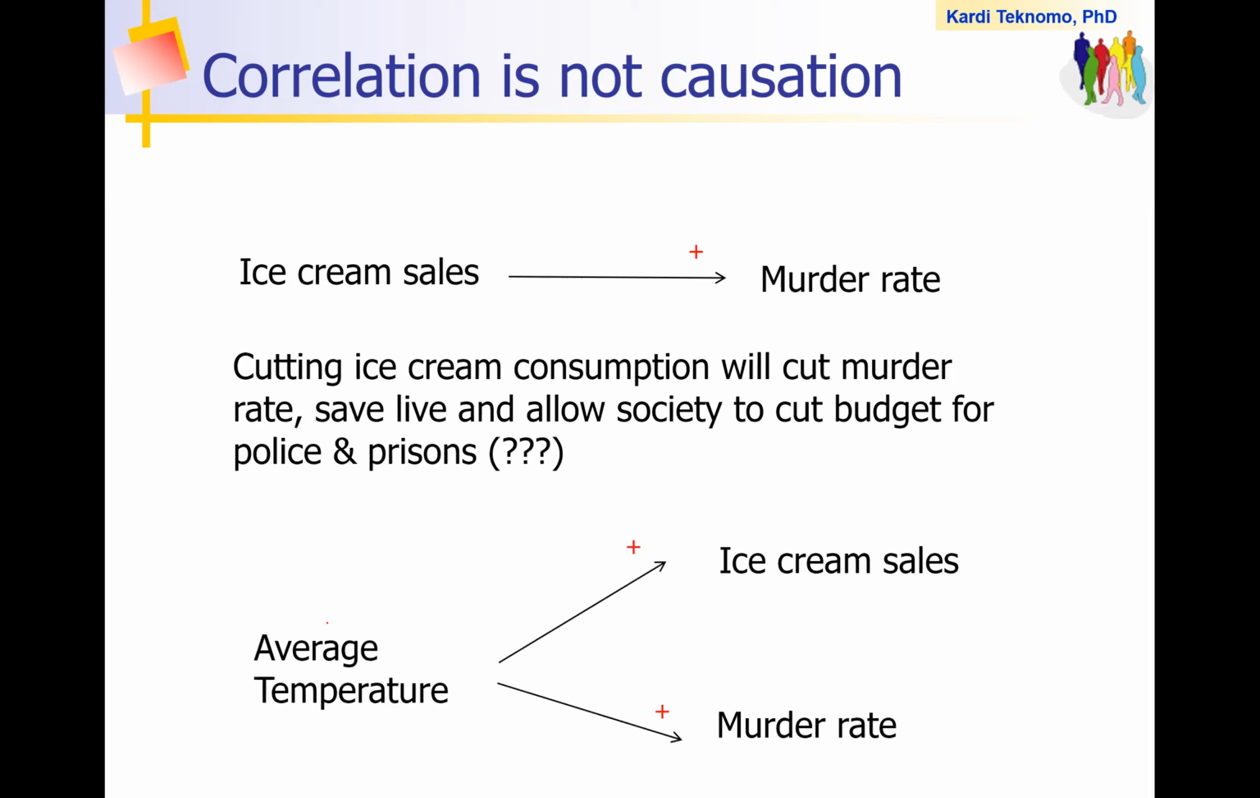So in that case, what is the causation? Probably the average temperature. So when the average temperature increases, it will increase the sales of ice cream. So there is another variable called average temperature. When the temperature increases, there is a possibility that the murder rate increases because people don't feel comfortable. Okay?